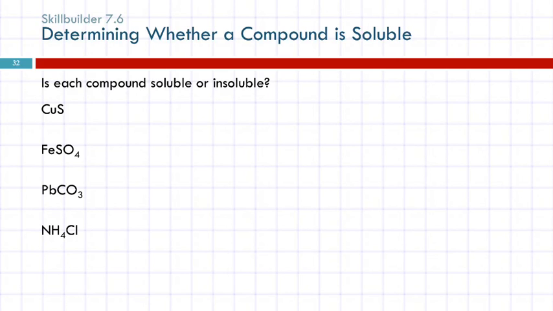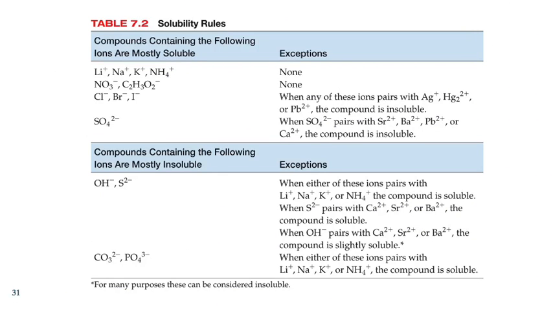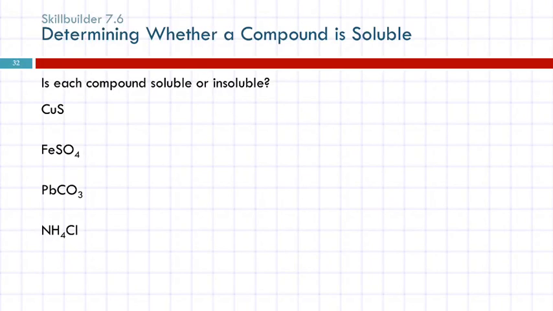So let's practice this. Is each compound soluble or insoluble? Here we have CuS. Well, we've got to look at the table. We've got copper and sulfide. So we look through here. We don't see anything. Oh, here, S2 minus. That's one of the ions. So mostly insoluble except, so now we go over here to the exceptions, and we're looking for copper. Copper's not in there. So copper sulfide is insoluble.